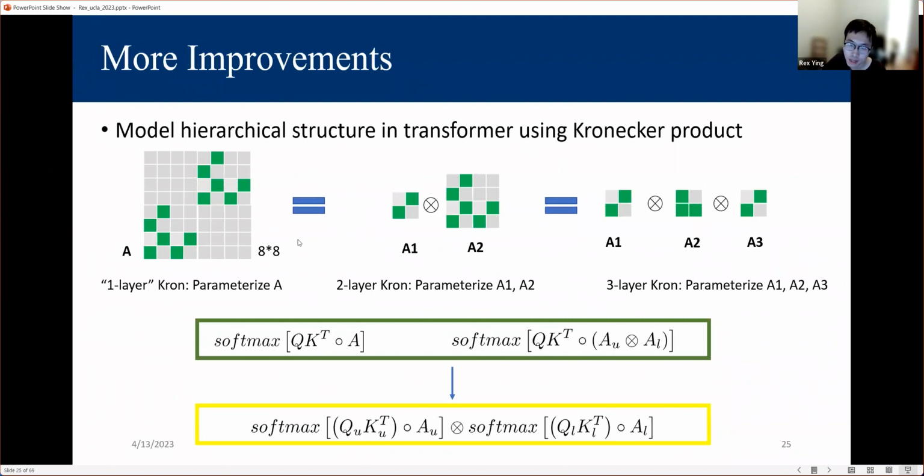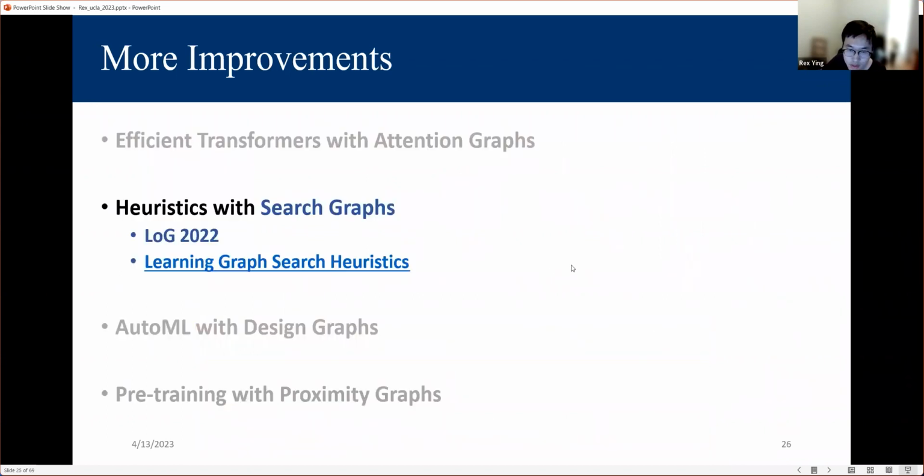And the benefit of this is it corresponds a lot to the hierarchical inductive bias in many things, or in many data sets, like for example, in text, there's sentence and paragraph. So there's this kind of hierarchical structure, and these Kronecker products basically correspond to attention between paragraphs, and then attention between sentences, and then attention between words, and so on. This is an ongoing work.